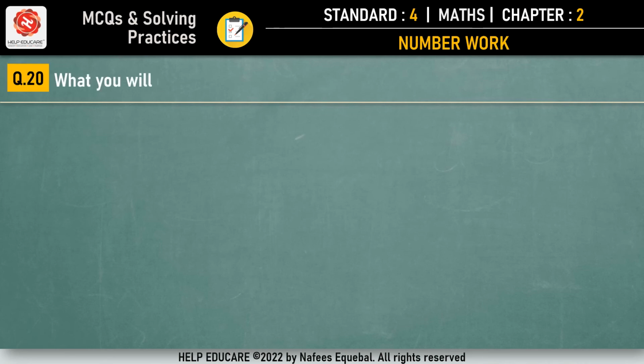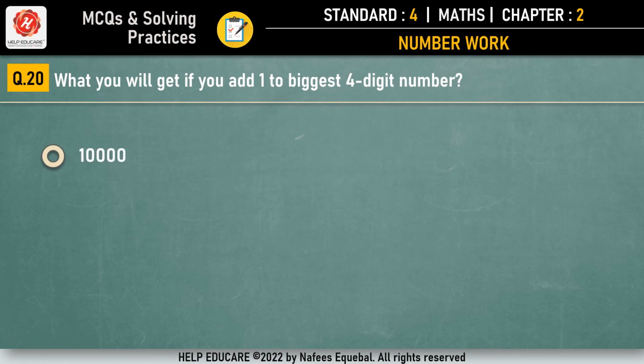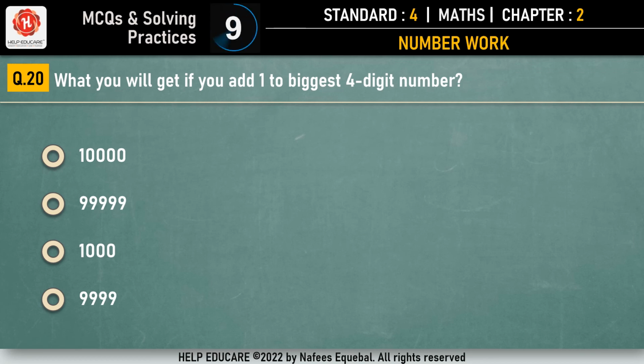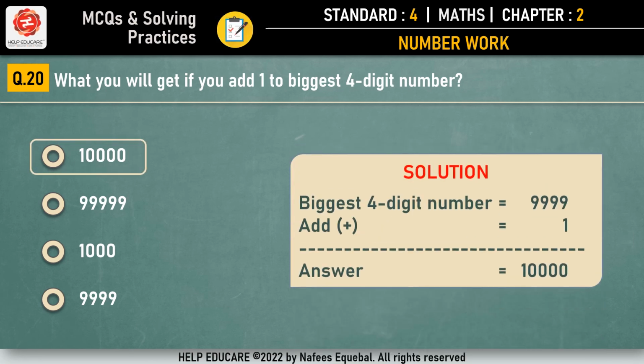Question number 20. What you will get if you add 1 to biggest 4-digit number? Answer will be displayed in 10 seconds. Correct answer is 10,000.